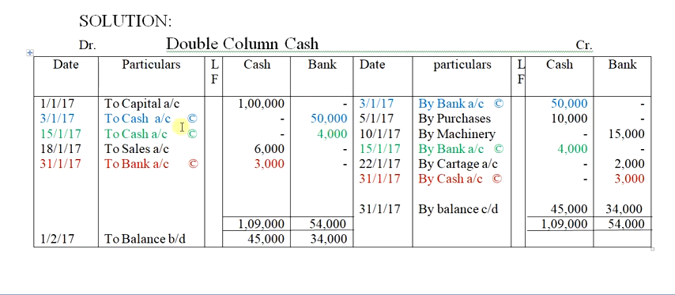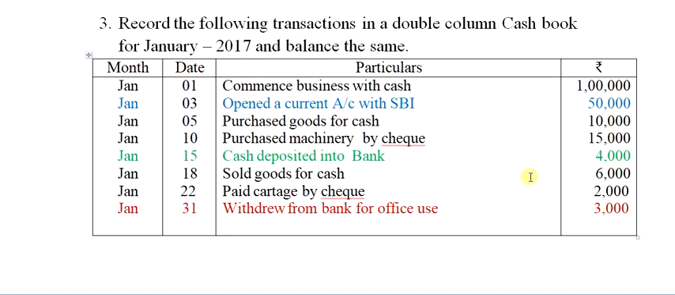Again, what happens on 15/1/2017? Our bank balance increases. Write it as to cash account, contra entry. So here what decreases? Cash decreases. We should write it as by bank account. Again, here what is increasing? Bank balance is increasing 4,000. So write it as to cash account, opposite terms. So again, moving on to the next point.